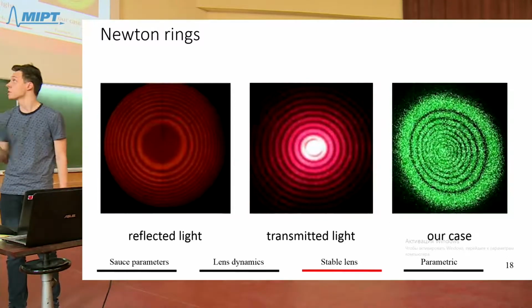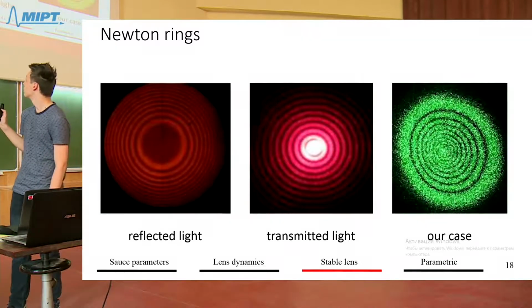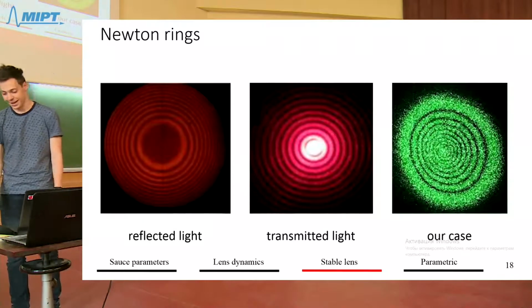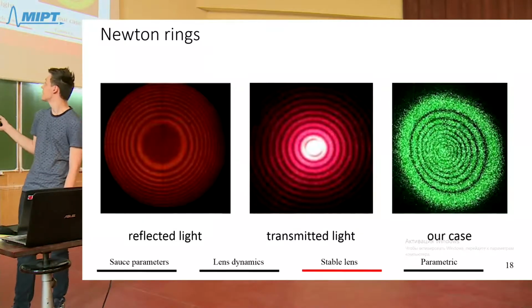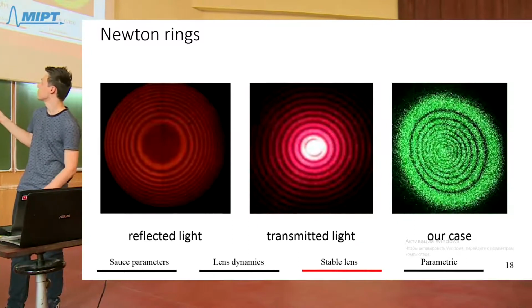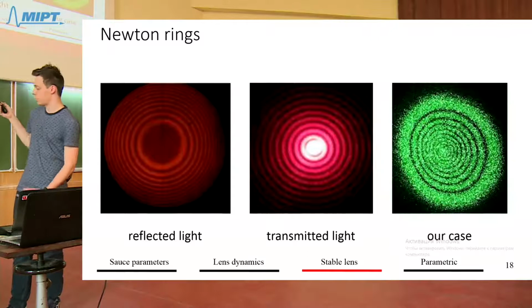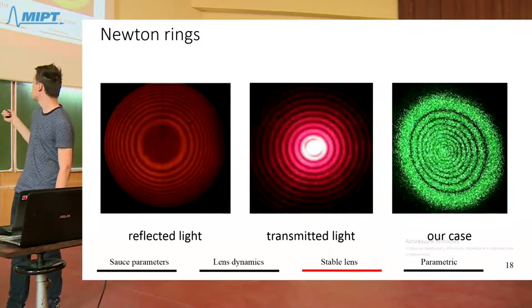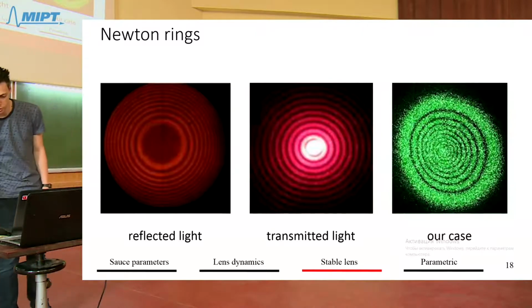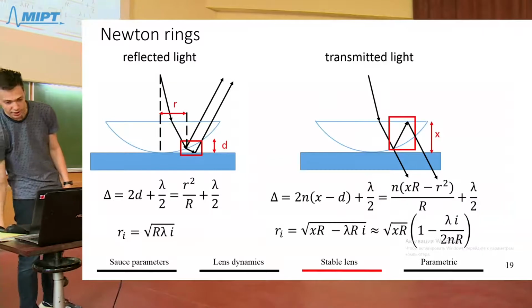Why does this happen? The main difference is that usually rings are observed in reflected light. And in this case, as you could see from this picture, the distance between rings decreases. But if you observe rings in transmitted light, as we do in our experiment, you may see that the distance between rings doesn't decrease. This is the same as we have in our experiment. And now let's understand why this happens.